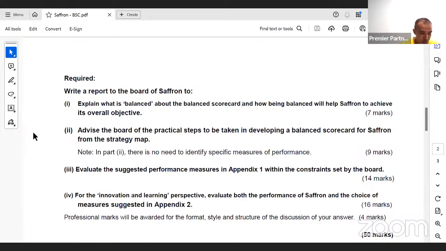by providing a balanced view across different aspects of the business, such as financial, customer, internal process, and learning and growth. The key here is multiple perspectives.